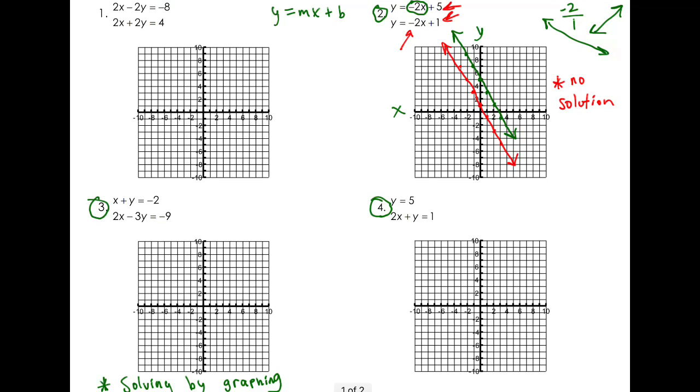So let's look at number 3 now. Okay, this is not set up in y equals mx plus b format, so we're going to have to set it up that way in order to graph it. Okay, so how do we do that? Let's go ahead and put this one out here. We're going to do x plus y equals negative 2. And so we have to solve for y. And so let's do that.